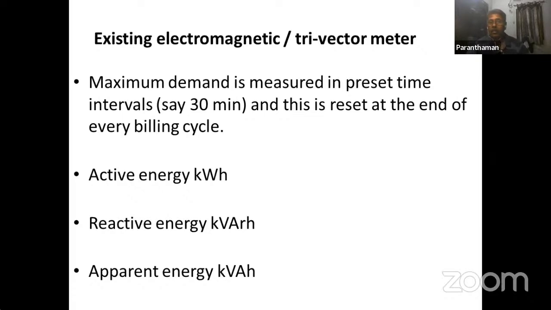kVAh is nothing but power without power factor. This active energy kWh and this kVAh both will be the same if the power factor is unity, cos phi is 1. The angle between the active and reactive power is 0, which means the power factor will be 1. That is cos 0 will be 1. Then the first term and third term will be the same.